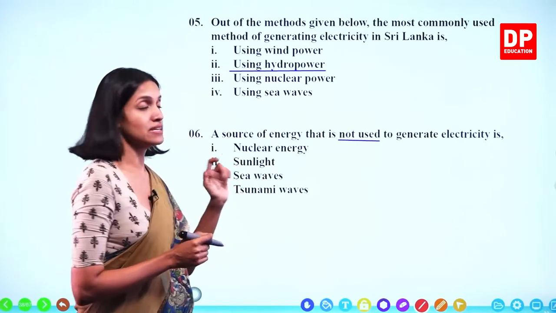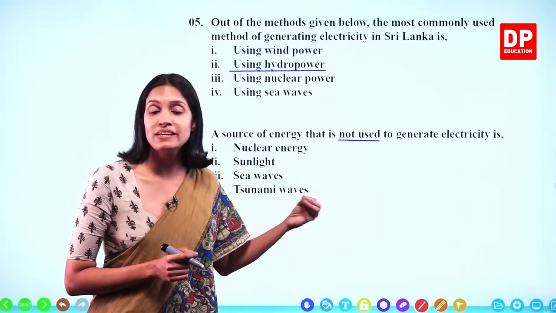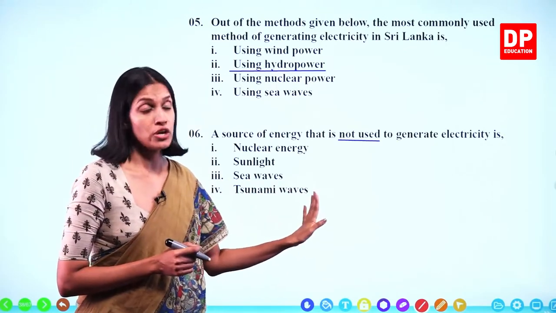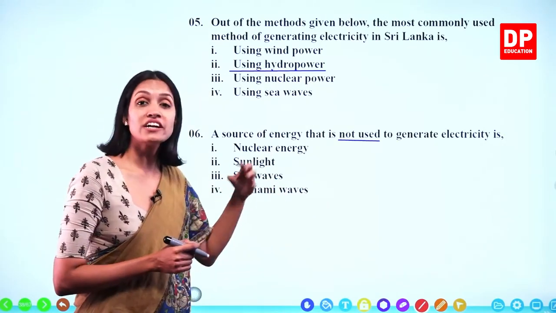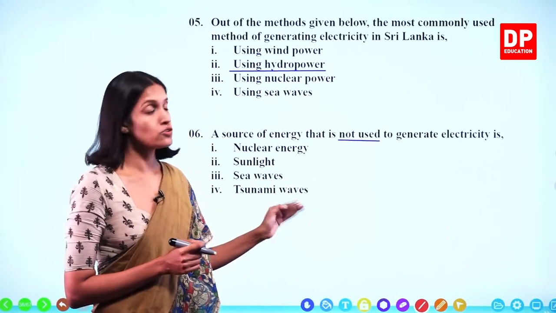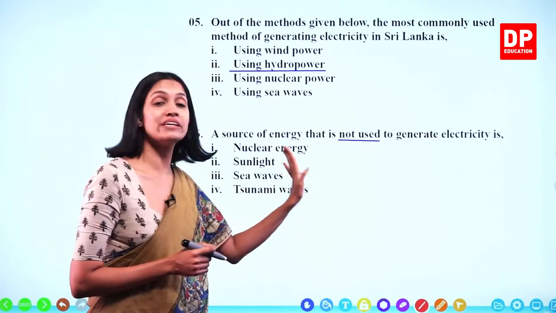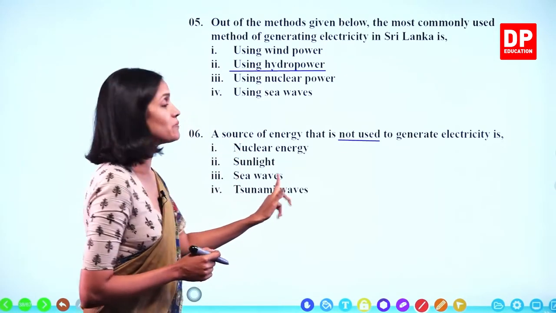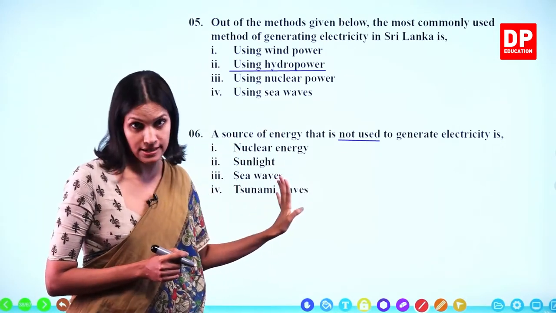Sea waves, yes, sea waves also used to generate electricity, right? Tsunami waves, no. Tsunami waves are destructive types of waves. Tsunami waves cannot be used to generate electricity. All these three methods are used, but tsunami waves are not used to generate electricity, okay?